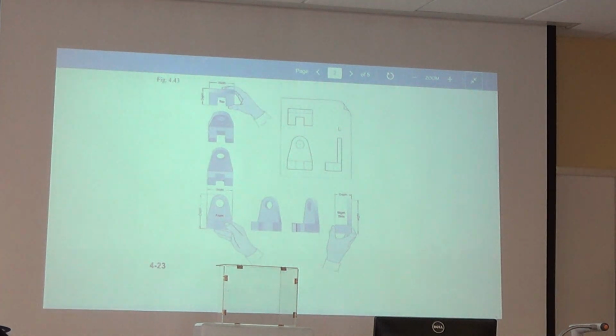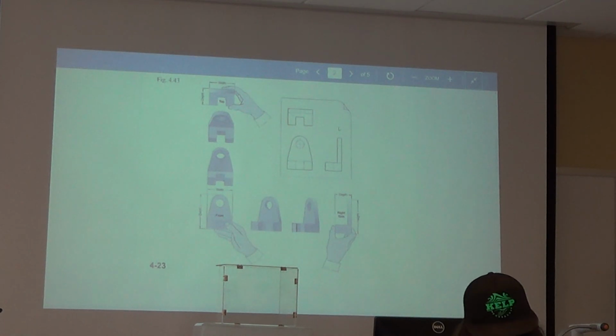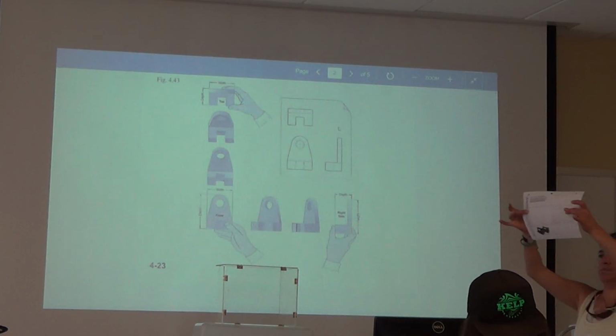The next page. So we're looking at this sheet. Pull this sheet out.